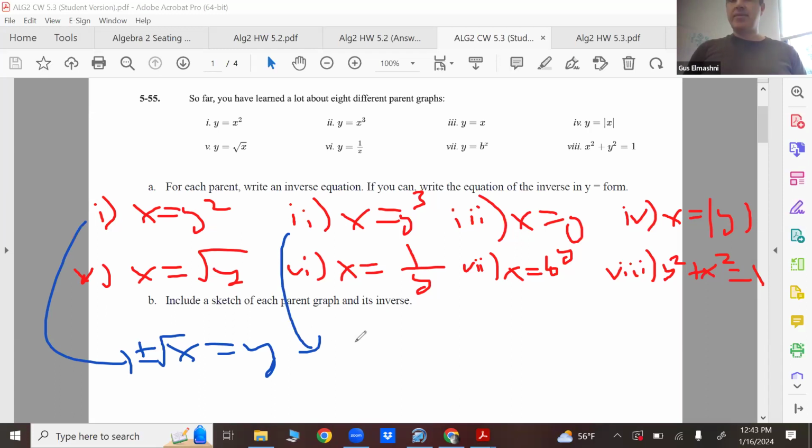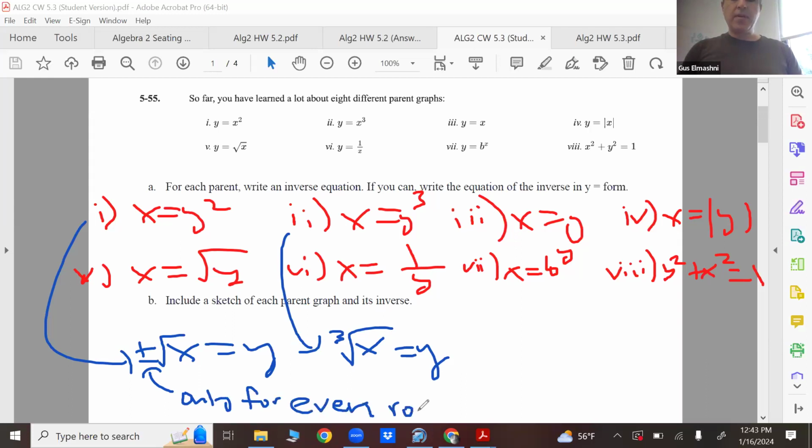Can I get this one by itself? What would y be if I got it by itself here? y equals what? Cube root. And you don't put plus or minus, by the way. It's only for even roots. Well, this one's already by itself, right? Whoop-de-doo. It's all by itself already.